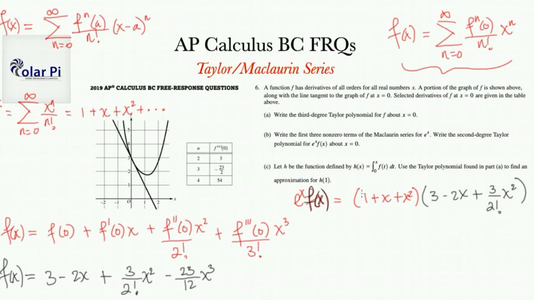Well, I'll do it in blue. First, we do this, right? That's 3. Okay, and then next we do this, right? And that's minus 2x. My handwriting is really sloppy today, but I'll live. And then next is that. And so that's going to be plus 3 over 2 factorial and then x squared, right?